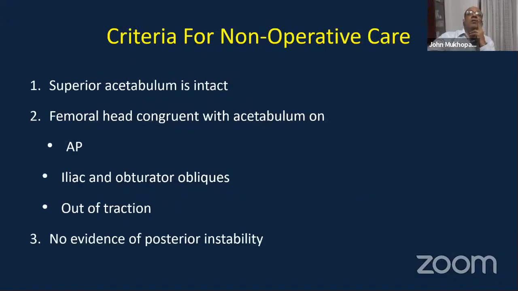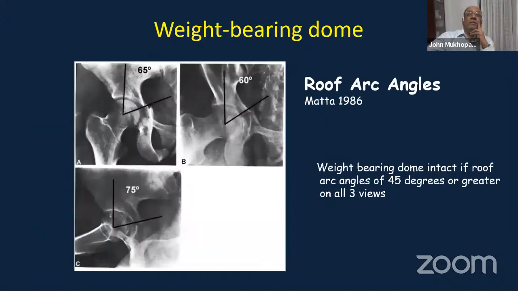Okay, so there have to be certain criteria which allow you to treat these non-operatively with reasonable results. And one is if the superior acetabulum is intact, the femoral head is congruent with the acetabulum on both the AP as well as iliac and obturator oblique views. So it's important to get all these views, and also do these views out of traction. If you do this with traction, sometimes you may get misled. Okay, and there should be no evidence of posterior instability.